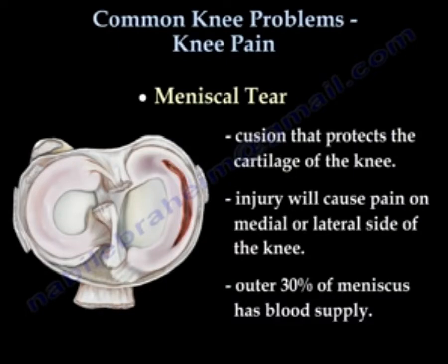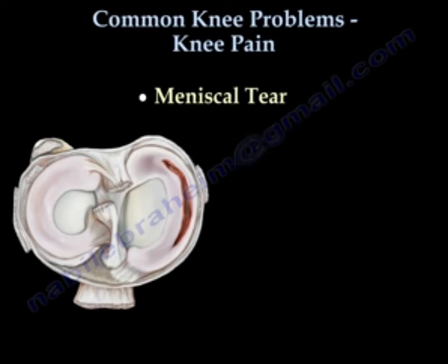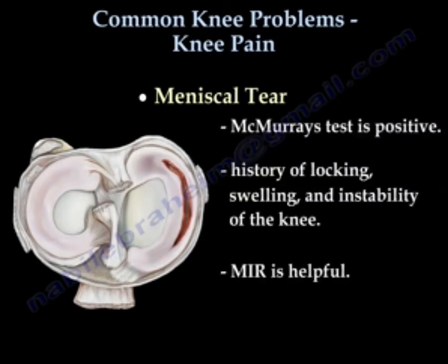Injury will cause pain on the medial or the lateral side of the knee. The most specific sign is pain at the joint line itself. The outer 30% of the meniscus is rich in blood supply. The tear presents itself with locking, swelling, and instability of the knee. McMurray test is usually positive.